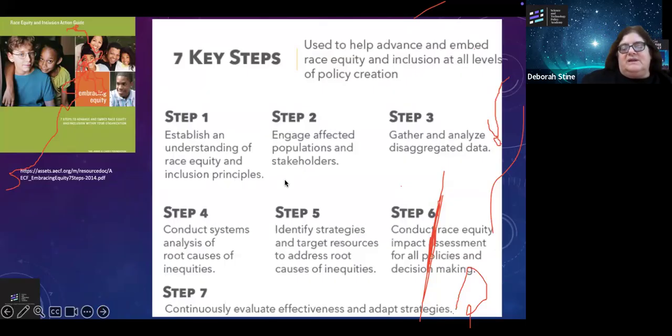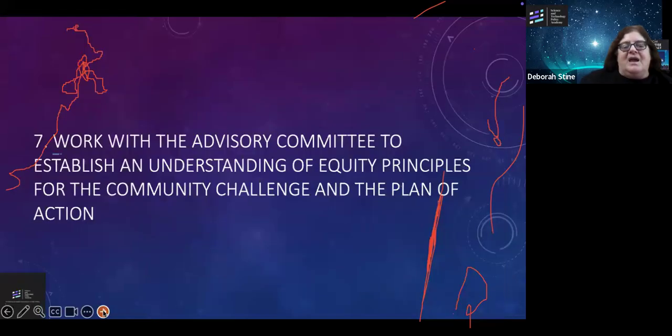And we'll go through each of these steps. But basically, you start with establishing race equity inclusion principles, engaging populations, gathering and analyzing data, doing systems analysis, and so forth. All these things that I talked about earlier. So what you want to do is work with the advisory committee that you've established to get an understanding of equity principles for whatever the community challenge is, and also have them look at your plan of action to see if it makes sense.